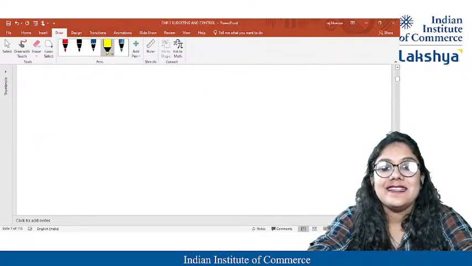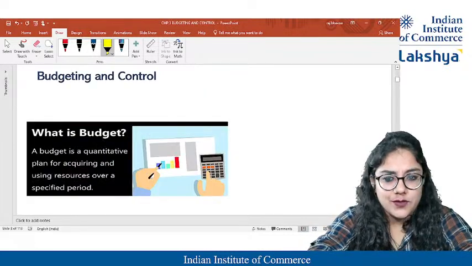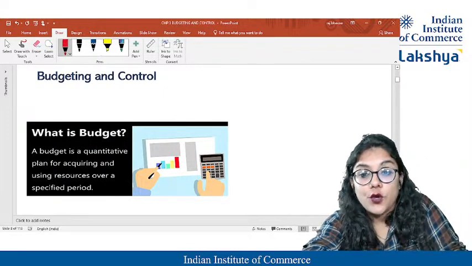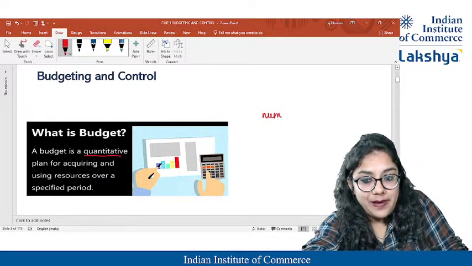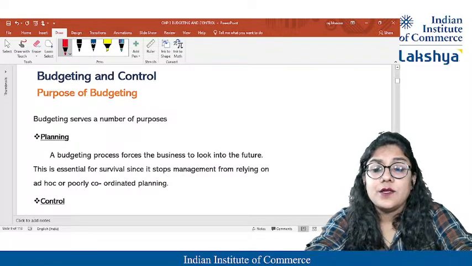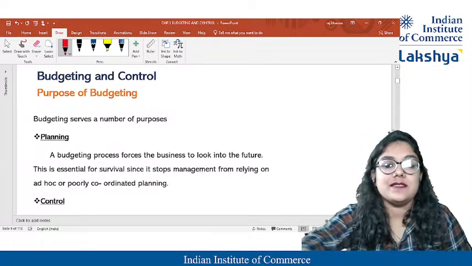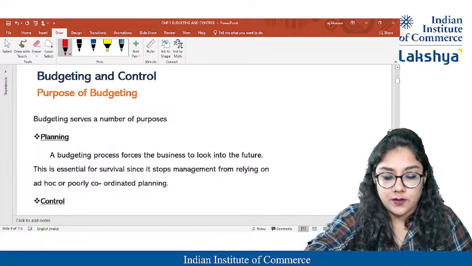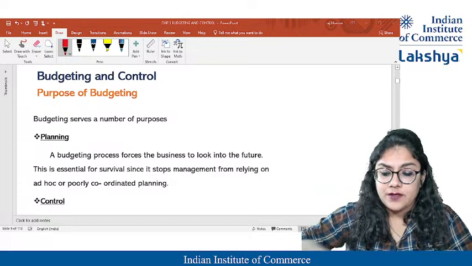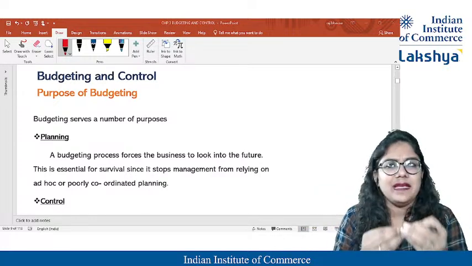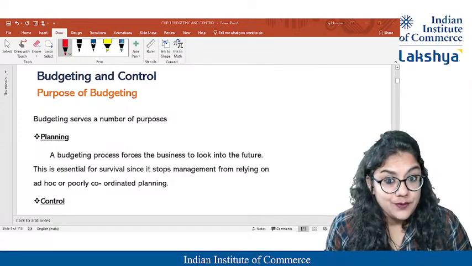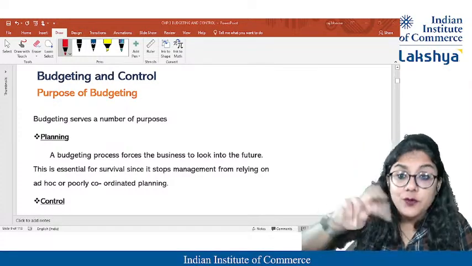Okay. Then students, what's the meaning of budget first? So budget is a plan, but which plan? I need a quantitative plan, a numerical plan, for acquiring it properly over the period. So why is budgeting important? If I just want an overview, why is budgeting important? What is budget? We got it, it is a quantitative plan. So what is the purpose of budgeting? Why am I going ahead with the budget? If I want something to go ahead with my future, I need to make a budget for future planning.